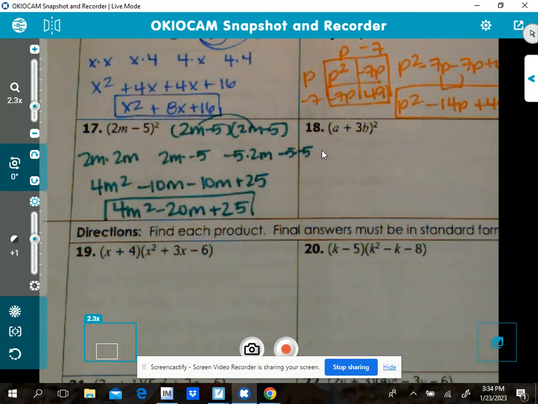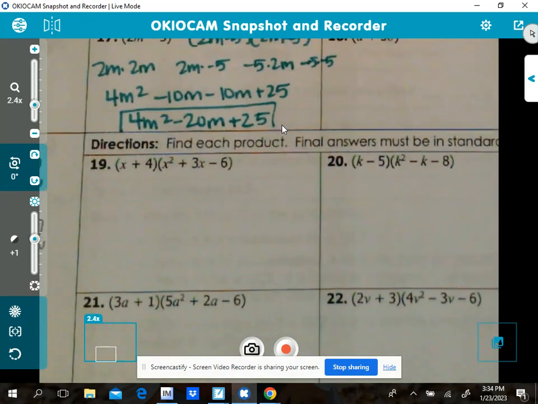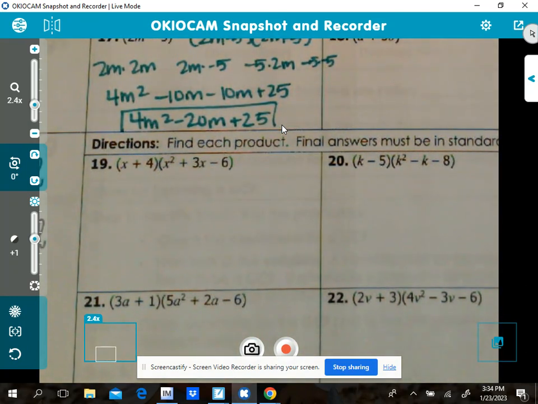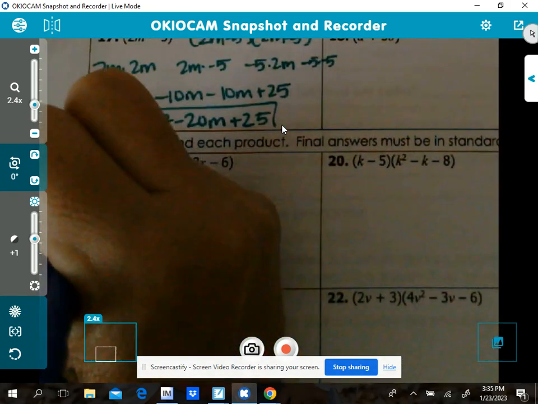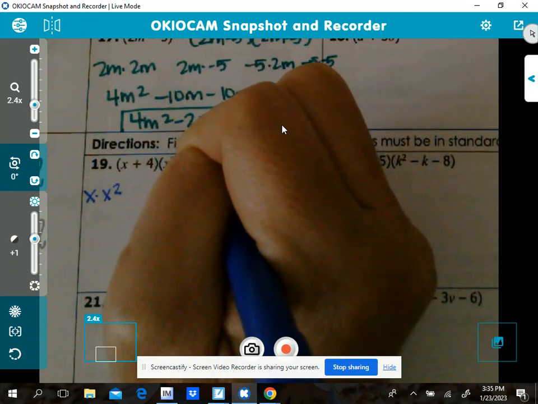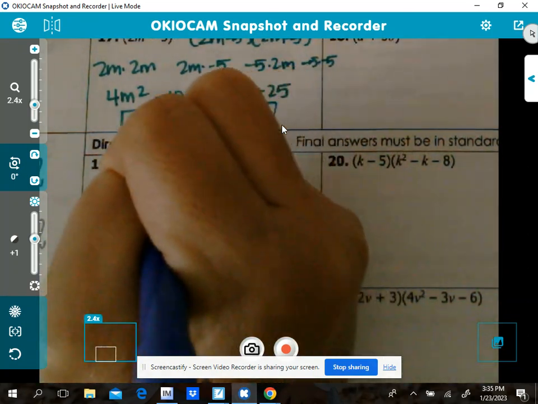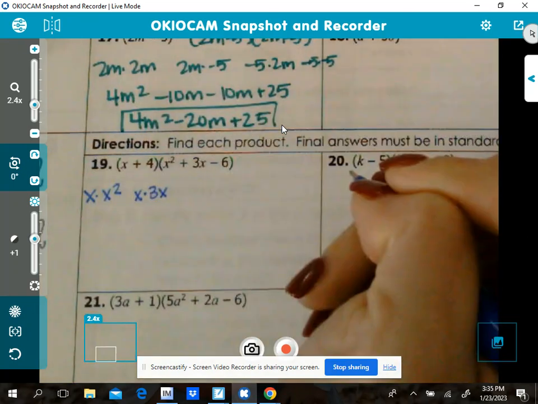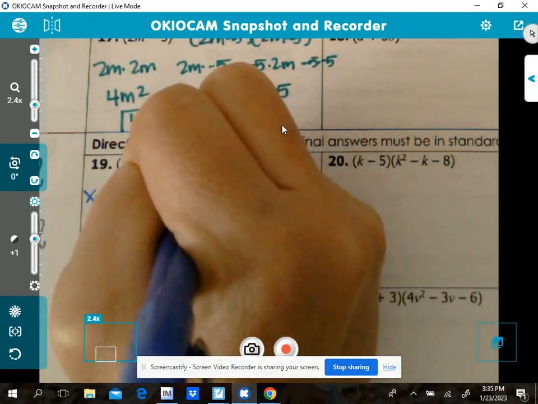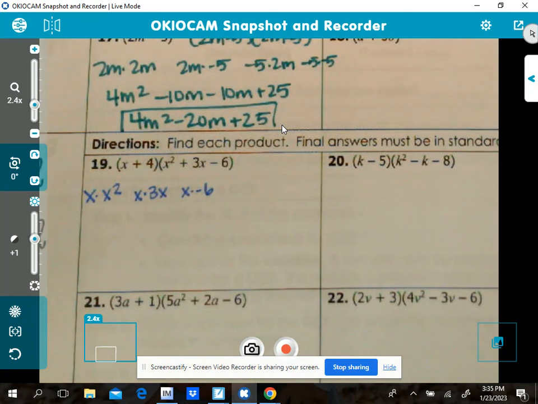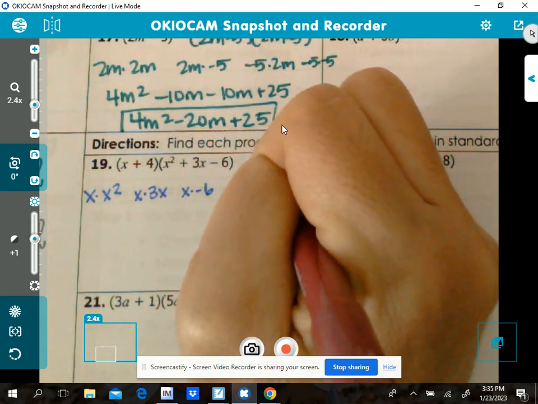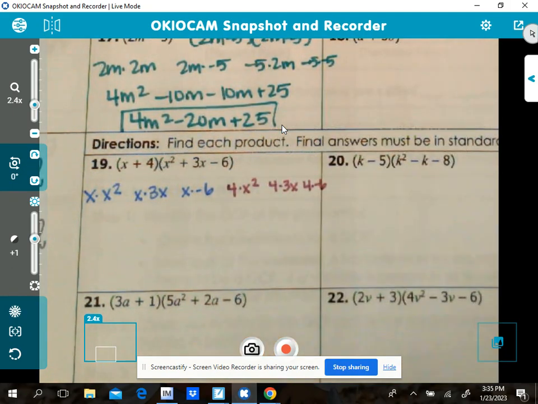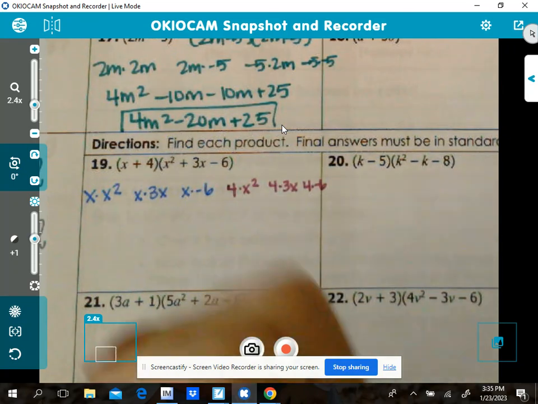All right, so down here on these, notice you've got a binomial and a trinomial. So I'm going to do the distributive property first. Now I'm going to do this one a little bit different, just because of space issues. I'm going to do the x first. So x times x squared, and then x times 3x, and then x times negative 6. Maybe I can fit this here. We'll try. And then it's going to be 4 times x squared, 4 times 3x, and 4 times negative 6. Oh, it's really close. All right, so now let's simplify that.